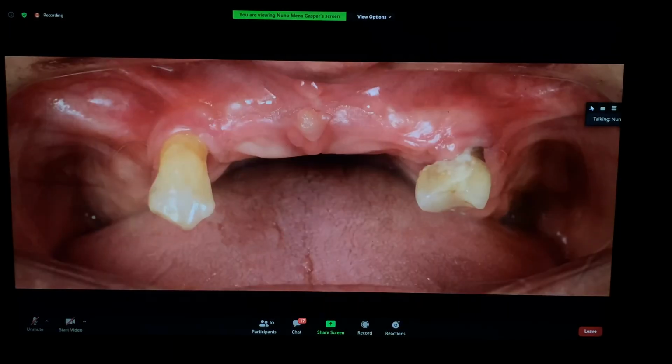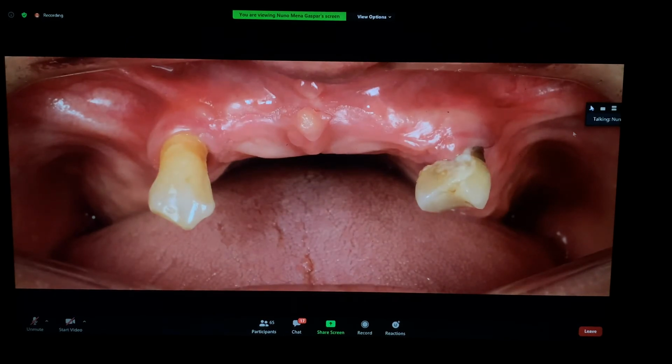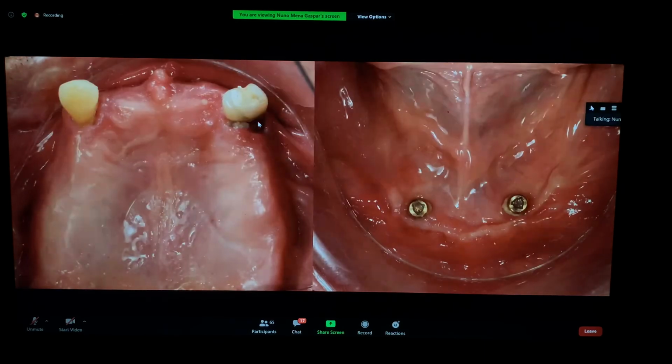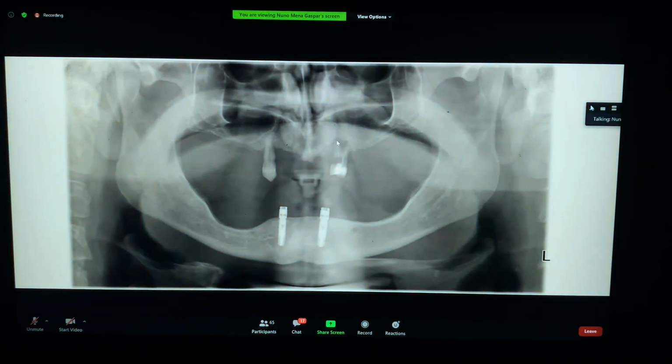He only had these two teeth that were about to get loose and extracted. So this was the situation here. I didn't have bone available on zone 3 and almost none on zone 2.